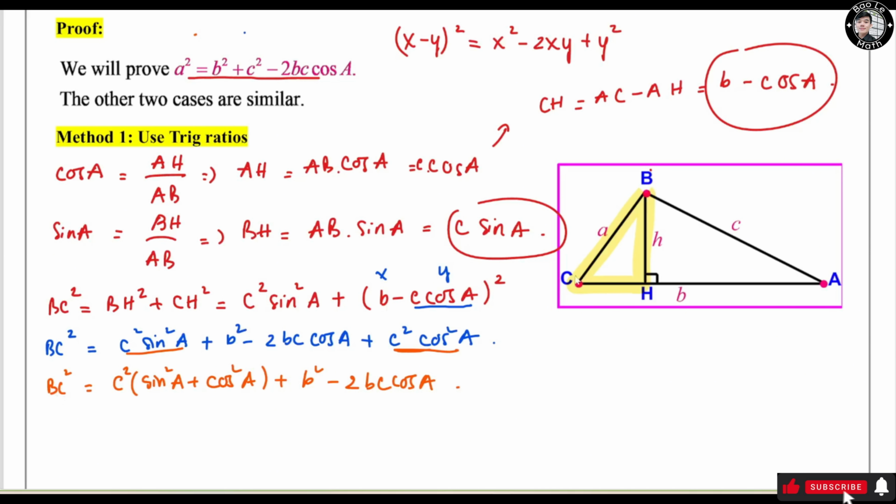Now BC squared is actually a squared, equals c squared times, and sine squared plus cosine squared of angle A equals 1, so it is b squared minus 2bc cosine of angle A. So the first formula has been proved.